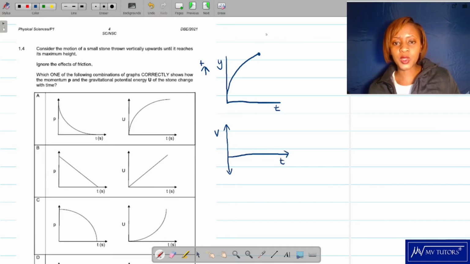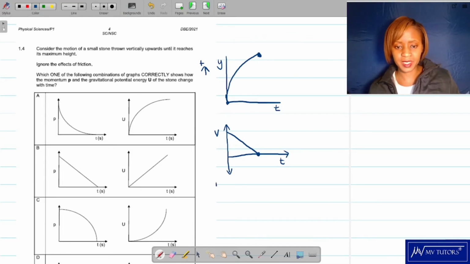We know that at its maximum height, that's where the velocity is 0. And if we're taking up as positive, then the initial velocity, guys, is actually its maximum. So here at 0, you have your maximum velocity, and then it decreases until it reaches its maximum height. So if you have your velocity time graph and your displacement time graph, you can actually relate it to these graphs.